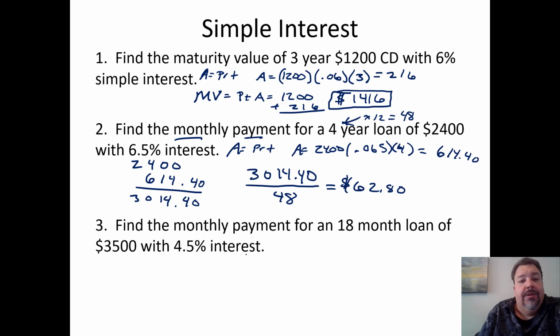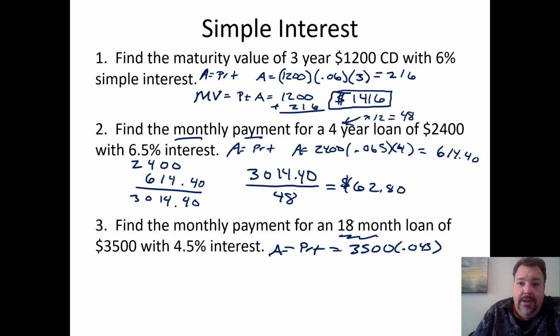Okay, and last one, number 3 here. This one's a little bit different because this one has the loan time in terms of months. So when we have A equals PRT, P is the principal. Okay, that's $3,500. Then we have the interest rate of 4.5%. That's going to be multiplied by 0.045.